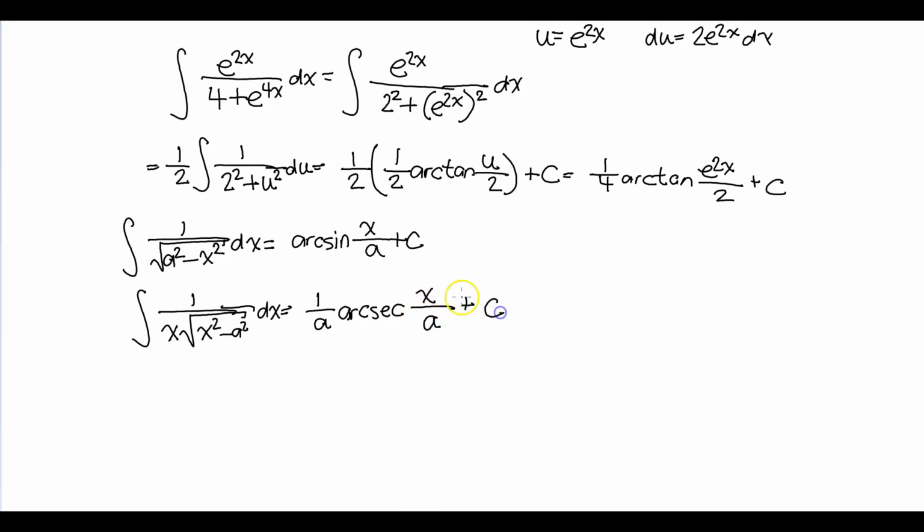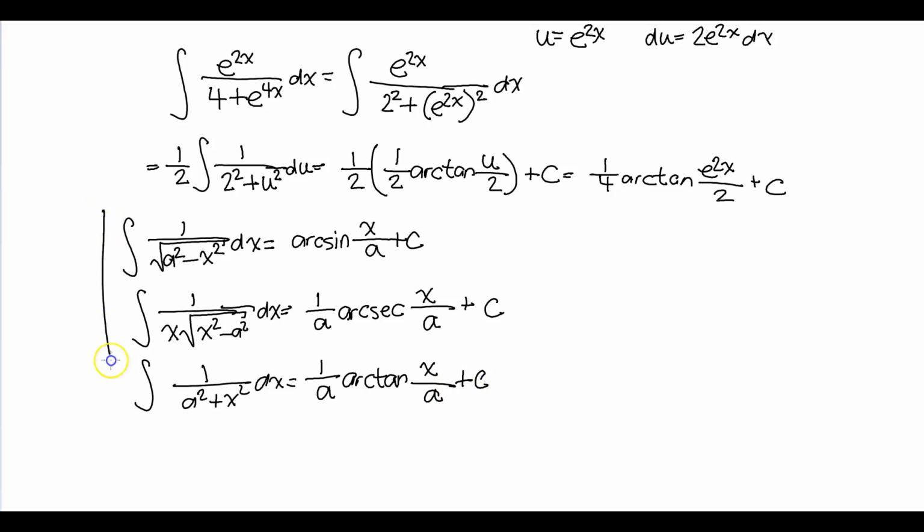plus c. And the integral of 1 over a squared plus x squared dx is equal to 1 over a times the arctangent of x over a plus c. So you can derive all of these algebraically. However, it is best you memorize these full forms of the inverse trig functions.